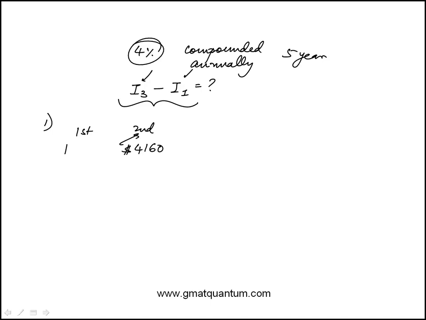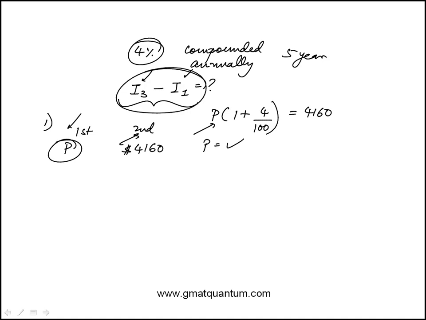4,160. So if the principal that was invested was P, after 1 year it would be 1 plus 4%, meaning 104% of the original. And that's given to us as 4,160. The key thing is we can find what P is. And with that, we can find the principal at the end of the third year. And that means that we can find this difference in interest.